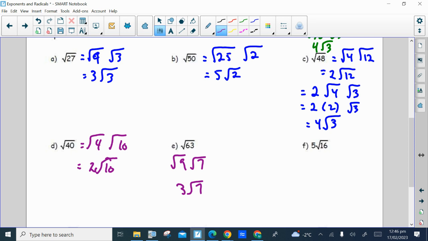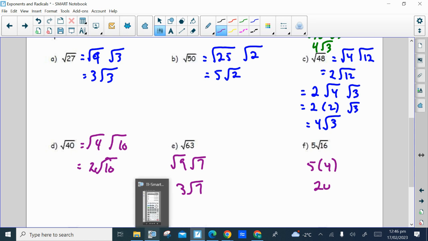So the fact that you have a mixed number to begin with doesn't change the way it's done. You need to simplify it further. And in this one, the root of 16 is actually 4. 16 is a perfect square. So this is 5 times 4, which is 20. In this case, you don't end up with a radical in the end because 16 is a perfect square.